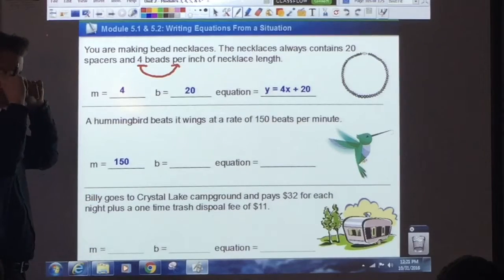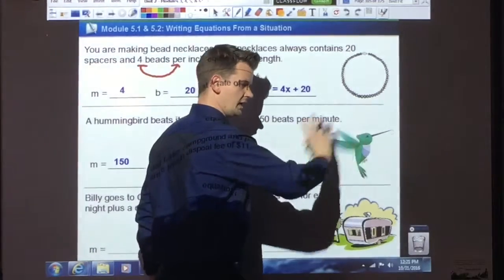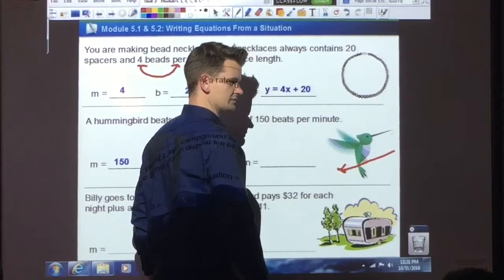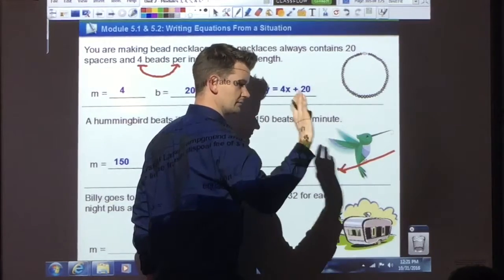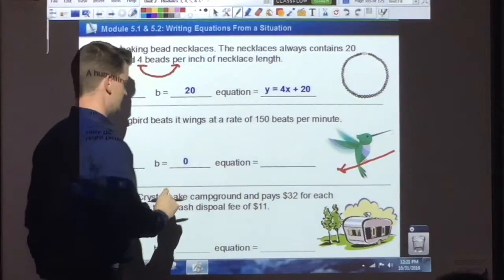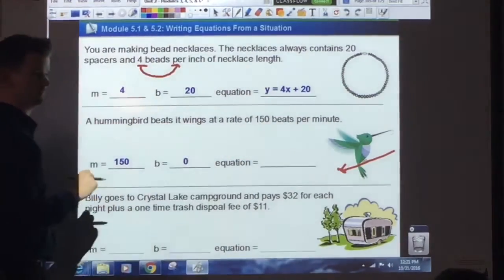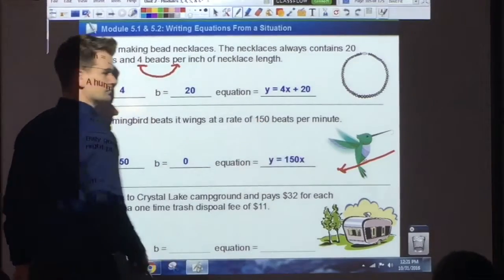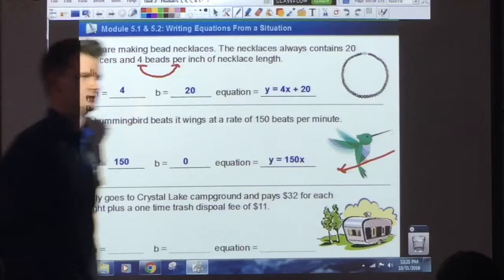You have to think of this real world scenario. Let's say in the sky, 150 beats per minute. Let's say he was sitting on a branch. Is he beating his wings? No, so it would start at 0. So my y-intercept is 0, which means the equation is going to be what? Y equals 150x.